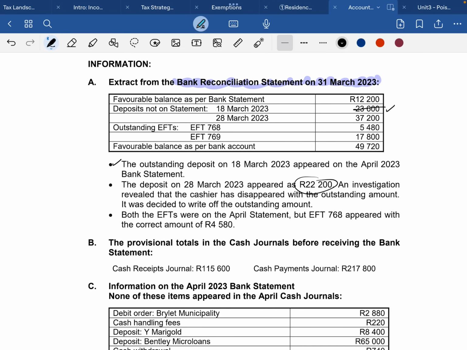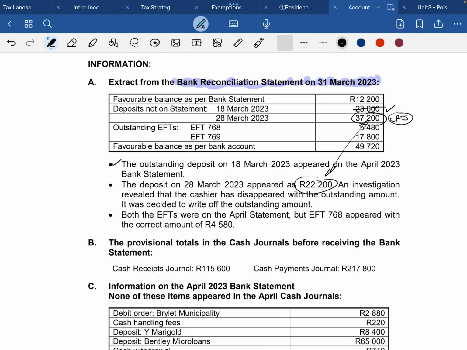28 March. We told the bank that there was a deposit of 37,200, but then the bank says no, the deposit is actually 22,200. So there has been a difference there. If we've recorded this initially in our CRJ, then the information continues to say an investigation revealed that the cashier has disappeared with the outstanding amount. So the cashier here has stolen a certain amount, which is the difference between these two.